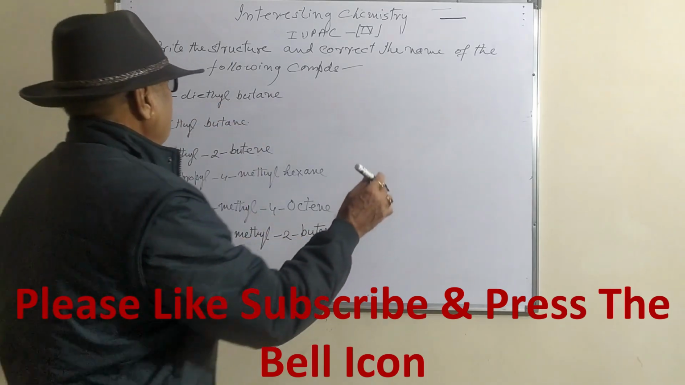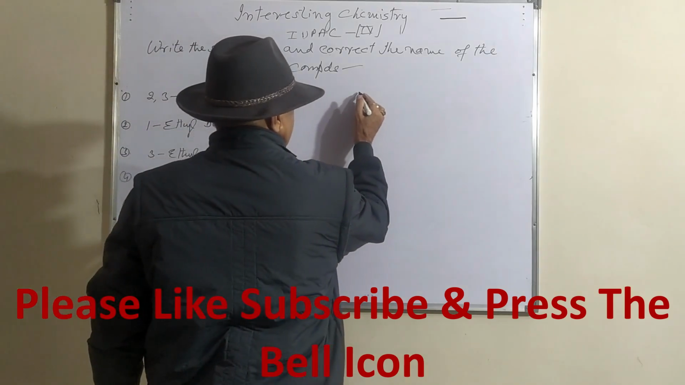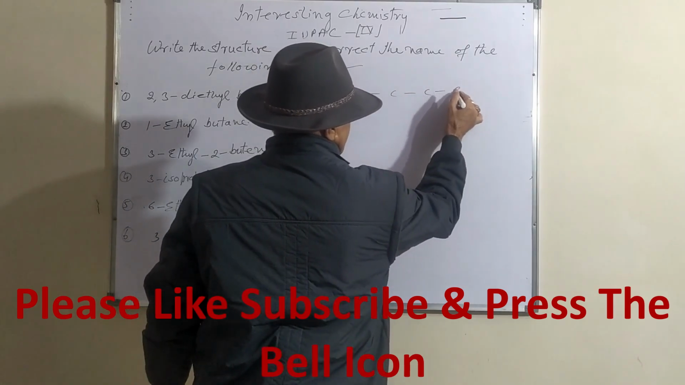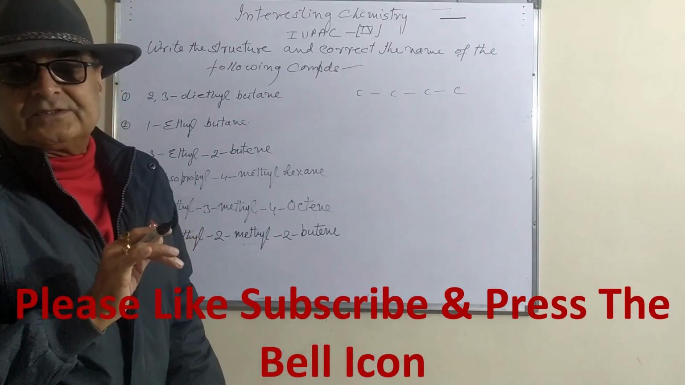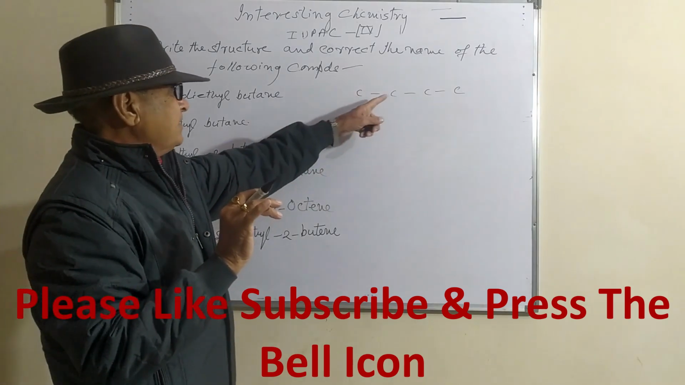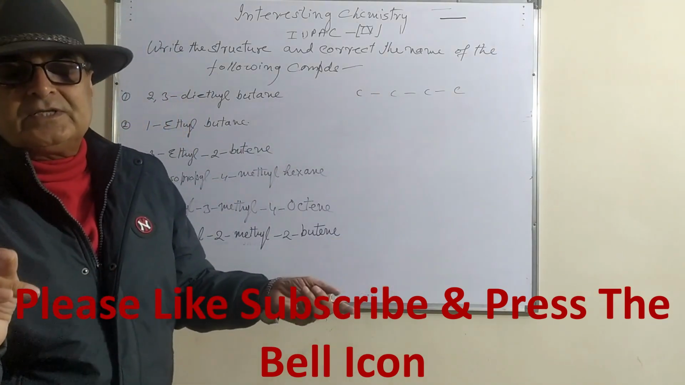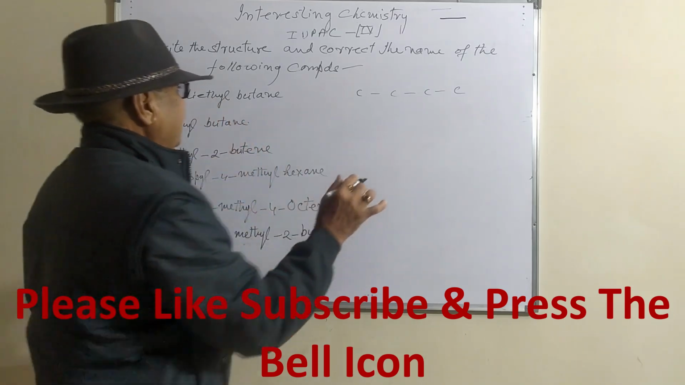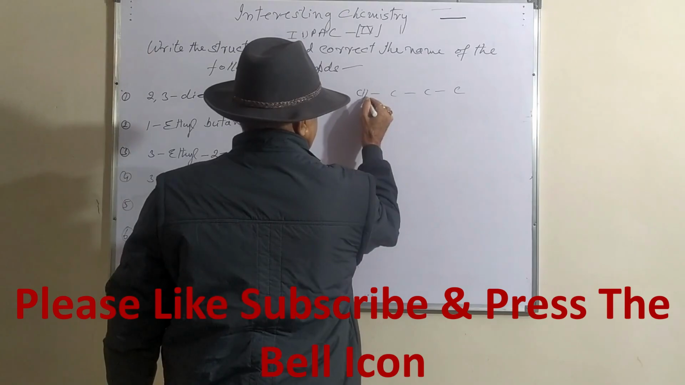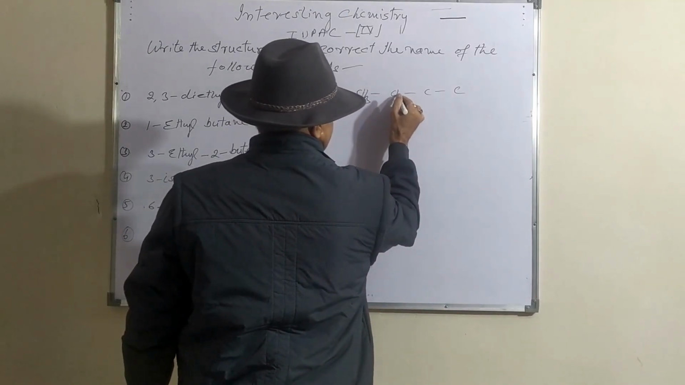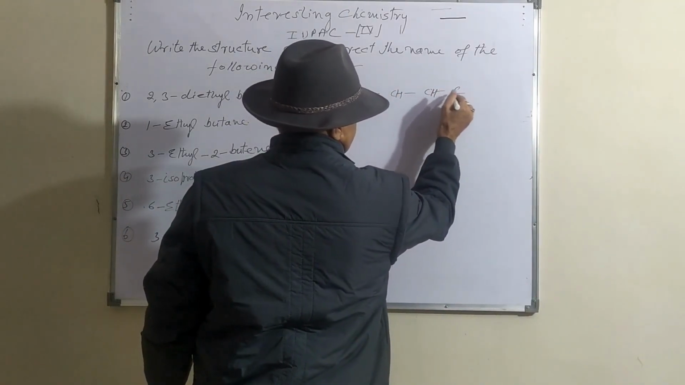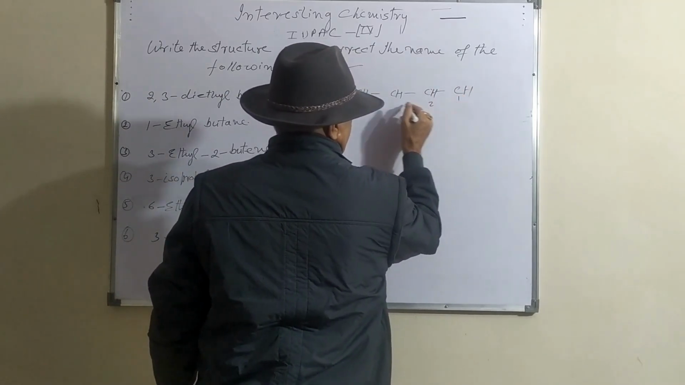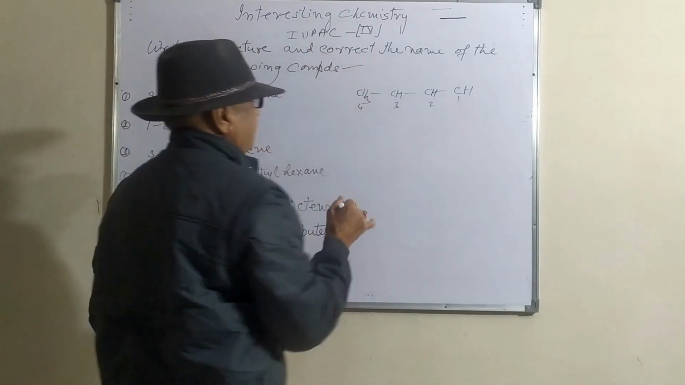2,3-diethylbutane. So you will write here the skeleton of butane. This is the skeleton of butane. There are 4 carbons in this and all the carbons are bonded with single bond. So it is the skeleton of butane, and for 2,3-diethyl, complete it: CH3, CH, CH, and CH3. If you give number 1, 2, 3 and 4.